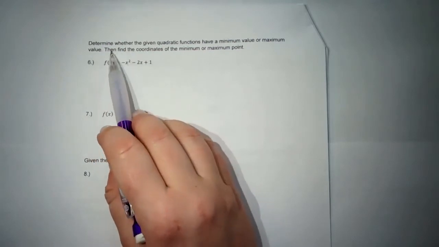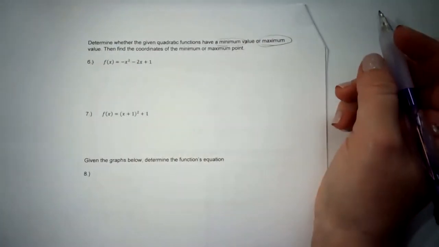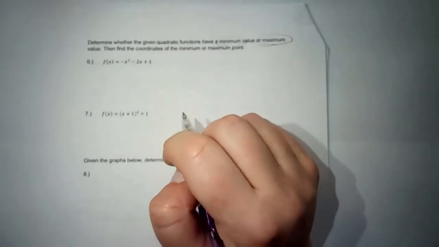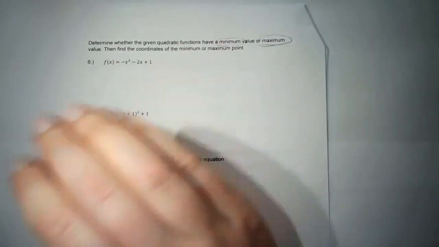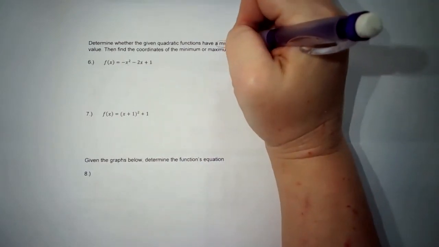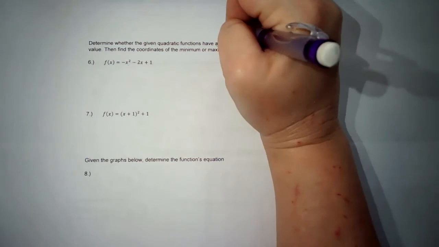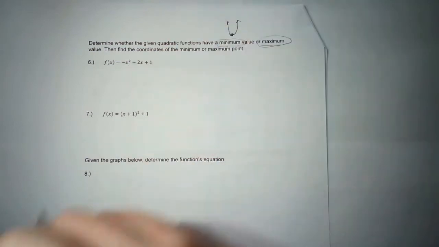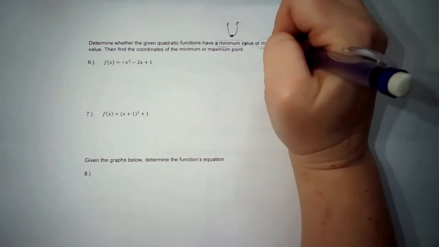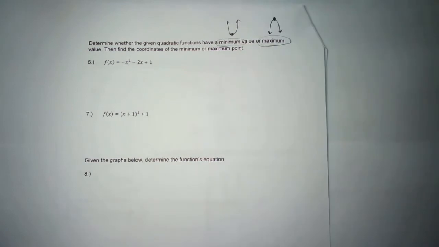Okay. It says determine whether the given quadratic function has a minimum or a maximum value. Then find the coordinates of that point. So let's think about, what are they really asking you? Well, if they have a minimum point, is my graph opening up or down? It's opening up, right? That would give you a minimum. And if it has a maximum point, that means your graph is opening down.